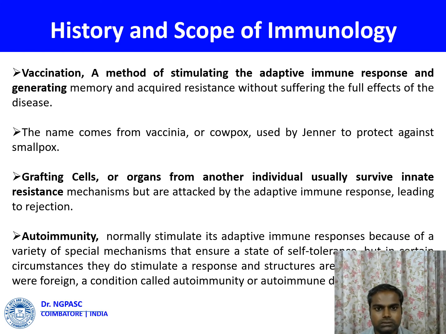And one more is live vaccines, where we need not do anything; we can directly take the whole microbes and make them into a vaccine and give it to the host against the particular disease. Vaccination should be given at the proper level, and the doses are needed. If we need further protection, we have to take a booster dose. The name comes from vaccinia, or cowpox, used by Jenner to protect against smallpox.